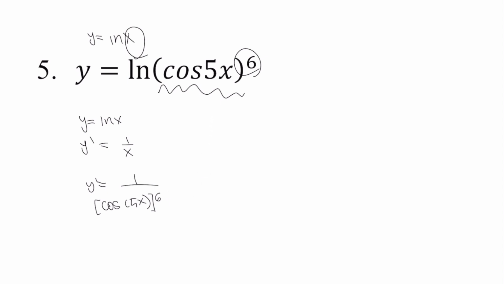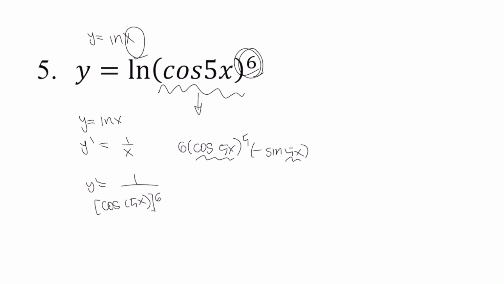So we need to take the chain rule again. There's the derivative of cosine 5x to the power of 6. For that, we're just going to take it right here. The derivative of this would be, again, the power comes out to the front, which is 6, and then cosine 5x, and then 6 minus 1 equals 5, so 6 cosine 5x to the 5th, and then take the derivative of the inside, which is negative sine 5x.